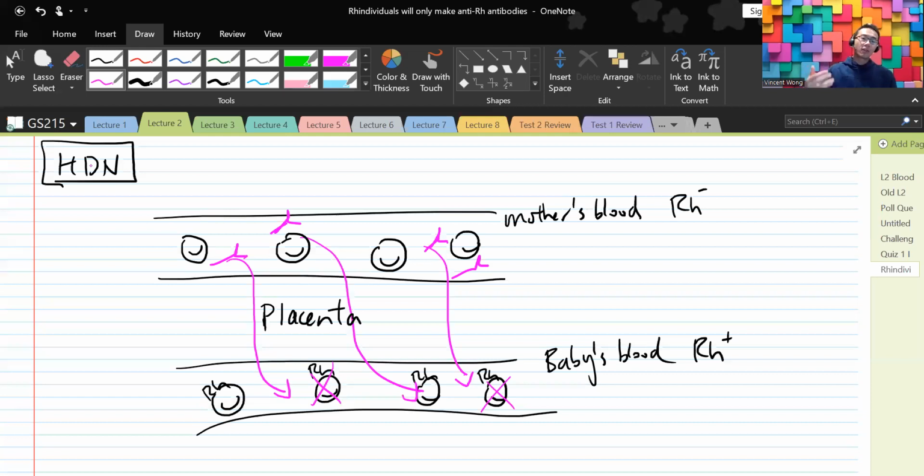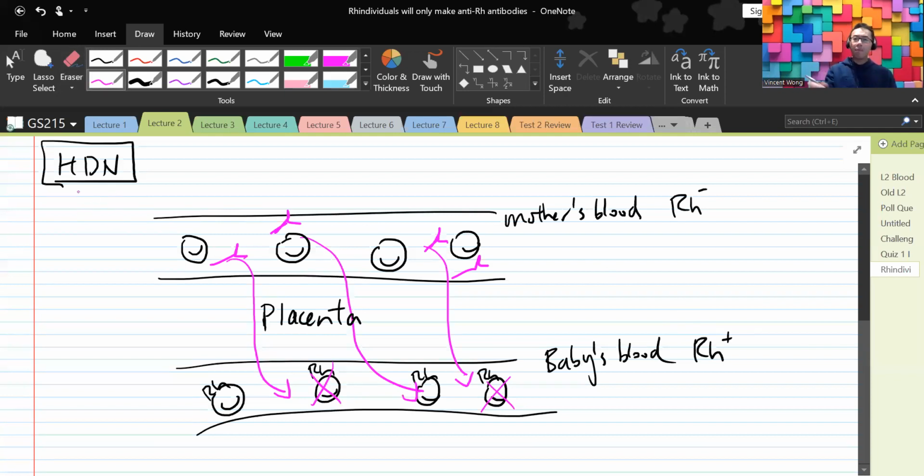So if you have a lot of hemolysis going on, there will be a lot of bilirubin that builds up. So the baby will be very jaundiced when they are born. Collectively, that condition is what we call hemolytic disease of the newborn. Sometimes it can be very severe. In the case of RH mismatch, it could be quite severe, and they might have to do a transfusion for the baby. Sometimes it's kind of mild.